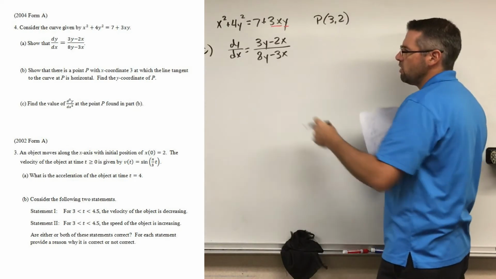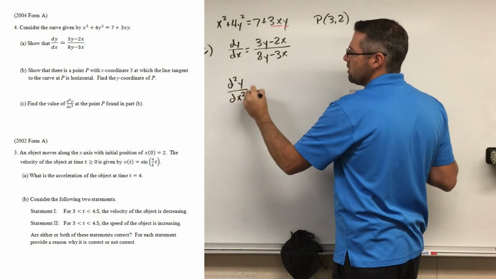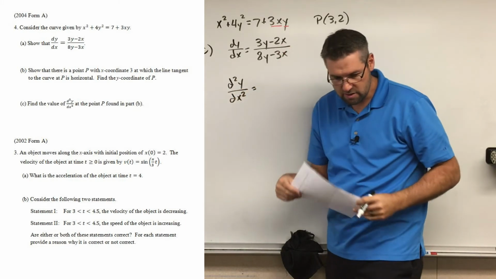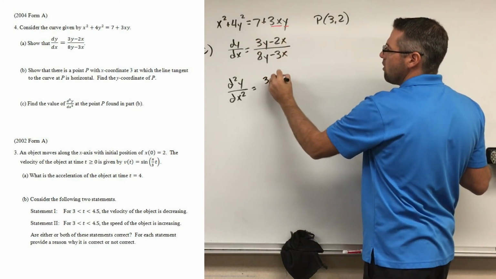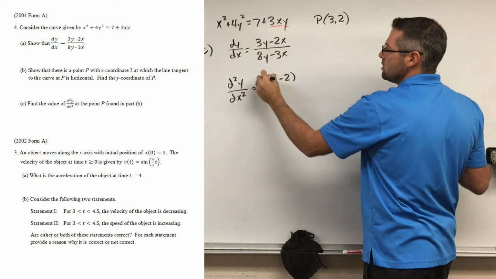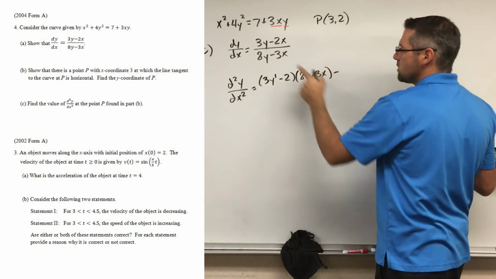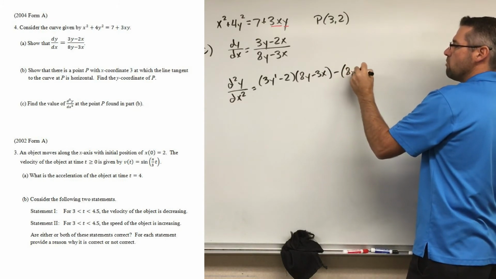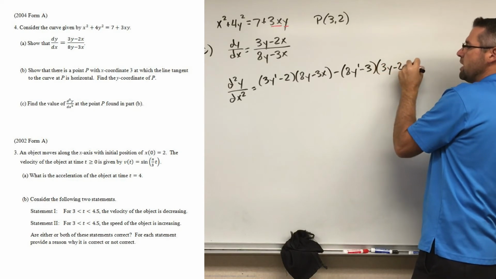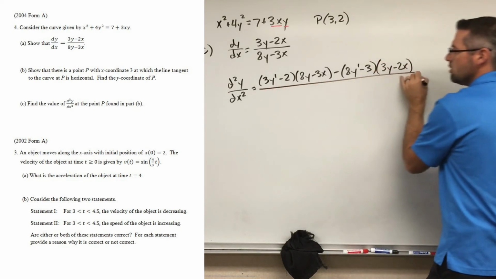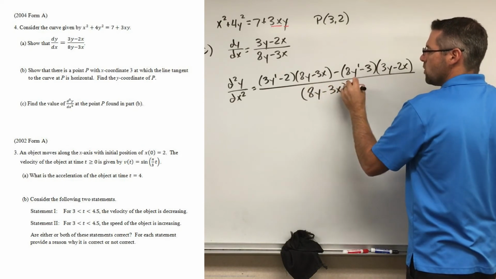So that should be pretty straightforward. To find the second derivative here, we're going to say d2y over dx squared equals, and we're going to have to apply the quotient rule. So the derivative of the top is going to be 3y prime minus 2, and then all times (8y minus 3x), minus the derivative of the bottom, which would be (8y prime minus 3), times the top, which is (3y minus 2x), all over the bottom squared, which is (8y minus 3x) squared.